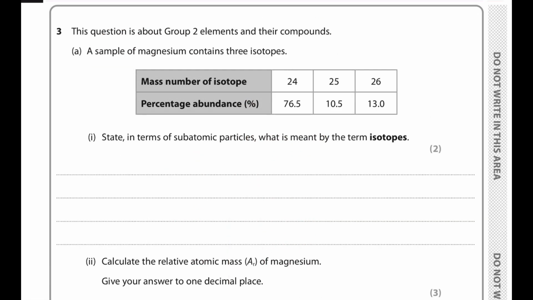Question 3. This question is about group 2 elements and their compounds. Question A. A sample of magnesium contains 3 isotopes. State, in terms of subatomic particles, what is meant by the term isotopes? So isotopes are the same element with the same number of protons but different number of neutrons.